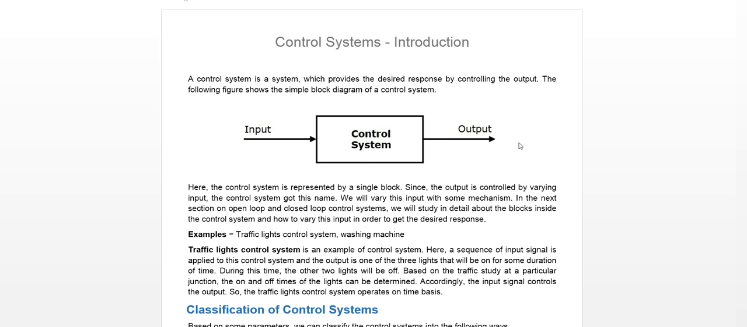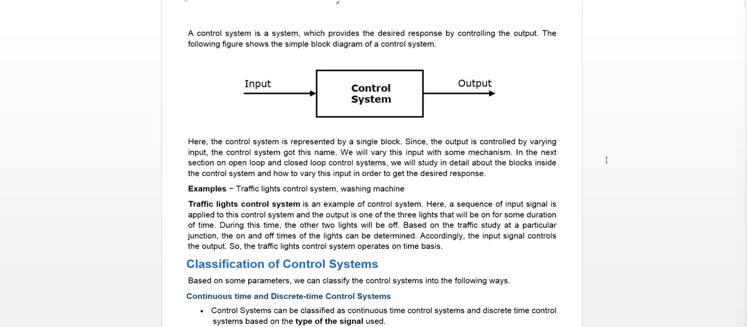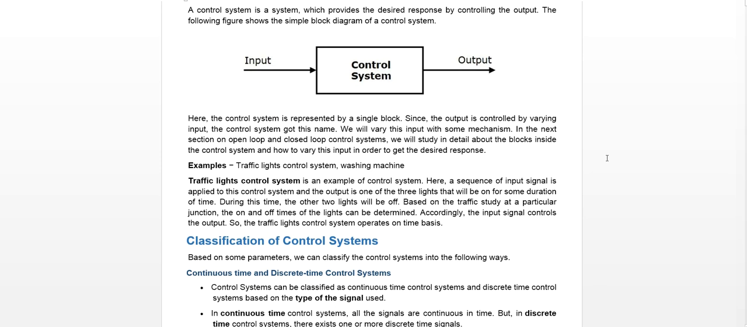Examples of a control system are the traffic light control system and the washing machine. The traffic lights control system is an example of a control system. Here a sequence of input signals is applied to this control system, and the output is one of the three lights that will be on for some duration of time. During this time, the other two lights will be off. Based on the traffic study at a particular junction, the on and off times of the lights can be determined. Accordingly, the input signal controls the output.